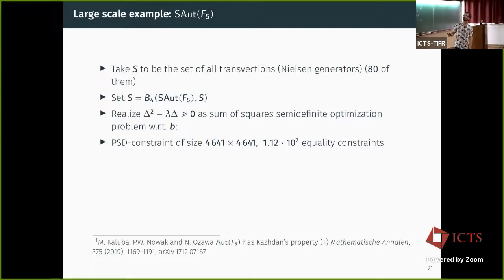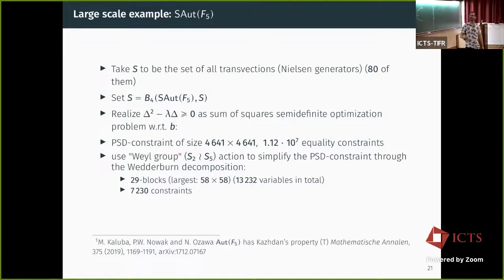Because when we have this group, generated by the set of all transvections or elementary matrices, if you want, then the original problem is to realize this one as a sum of squares semidefinite optimization problem, which gives us one huge positive semidefinite constraint and 11 million equality constraints.